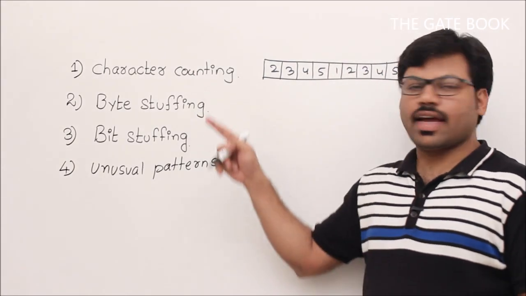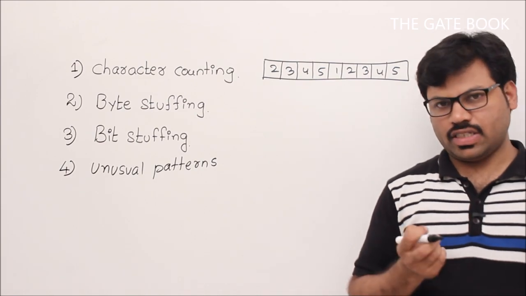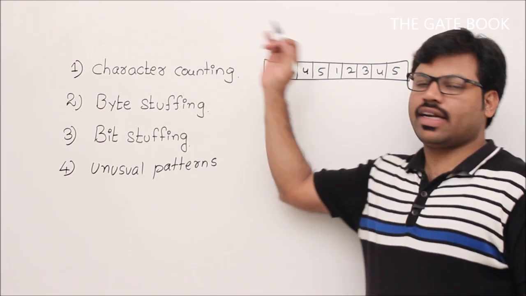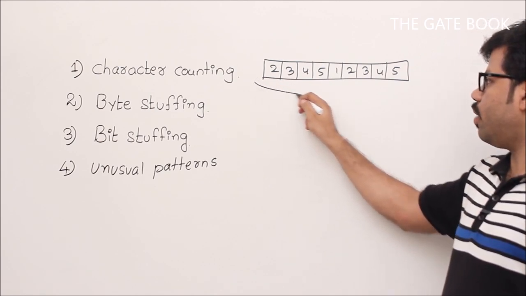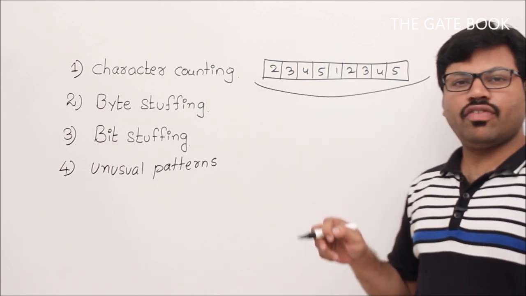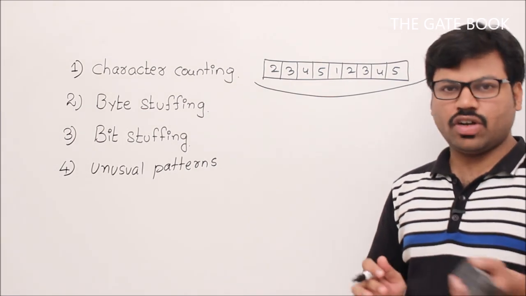First of all, we start with character counting, which is not so popular. It has its own limitations, we will see. First of all, we understand what character counting is. Let's say this is the message which you are going to get from network layer, and you want to divide it into frames so that you can send one frame at a time, right? That is your concept.